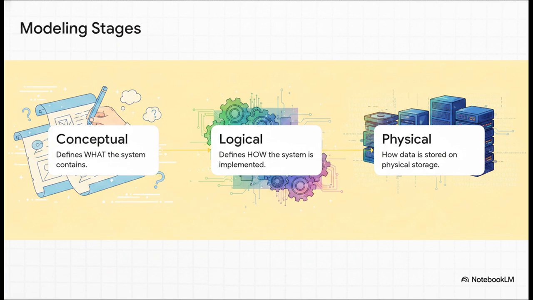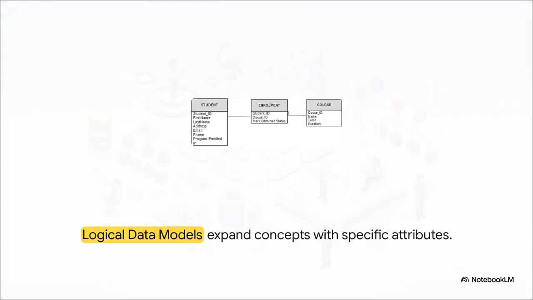First, we have the conceptual model, which defines what the system contains. Next, the logical model defines how the system should be implemented. And finally, the physical model dictates how data is actually stored on the physical computer. Let's move into the second phase and see how this builds.